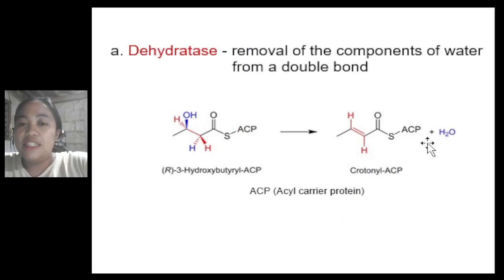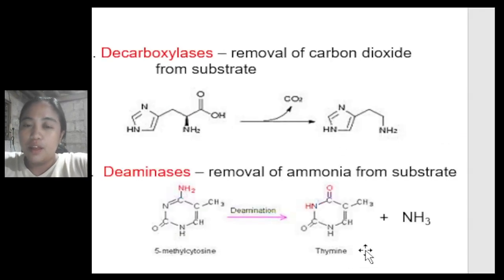One type is dehydratase. So this is the removal of the components of water from a double bond. You can see here, the blue ones will be removed, hydroxyl and one hydrogen, and will produce a double bond on the molecule. We also have the carboxylases under the lyases. So this is the removal of carbon dioxide from substrate, while deaminases, removal of ammonia from substrate.